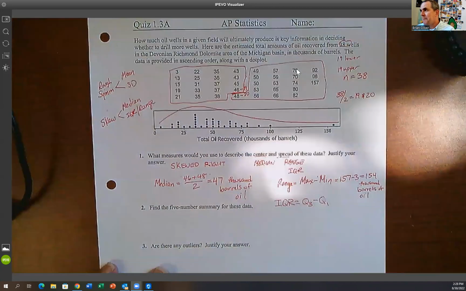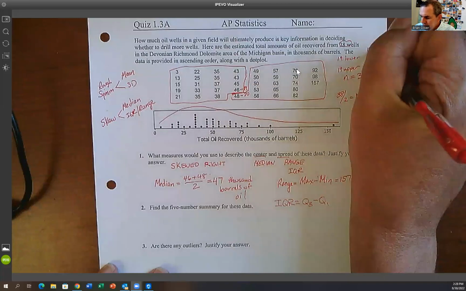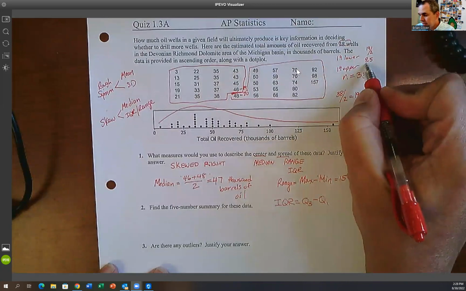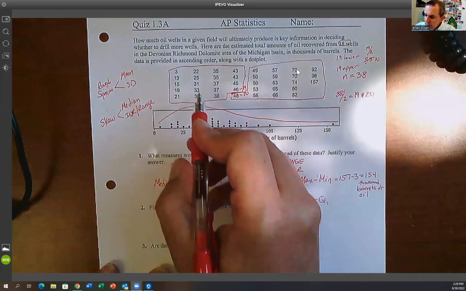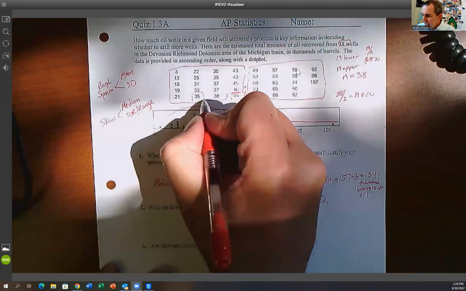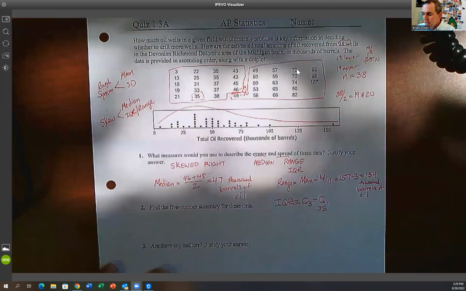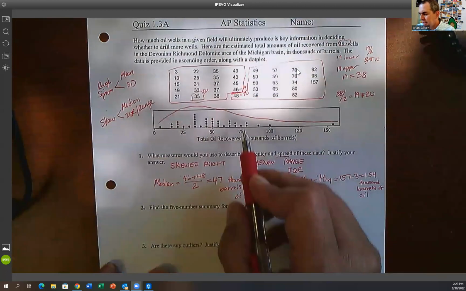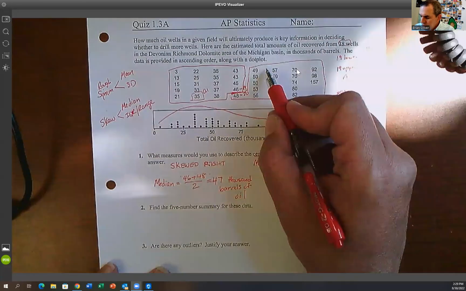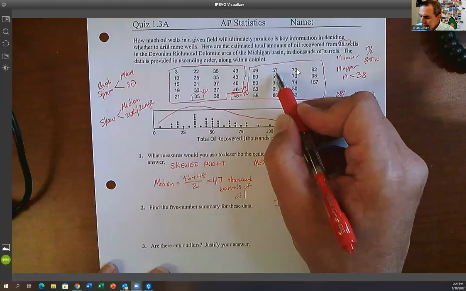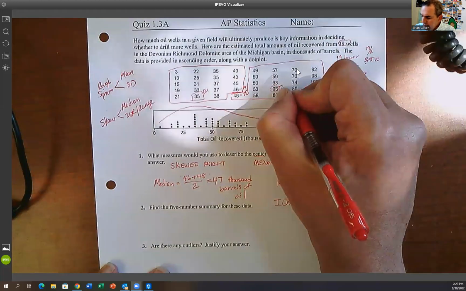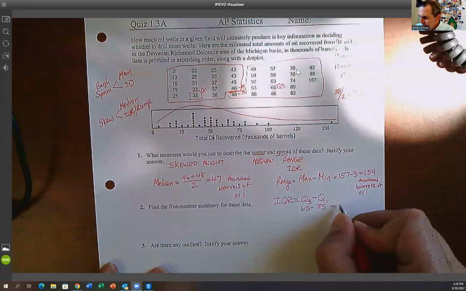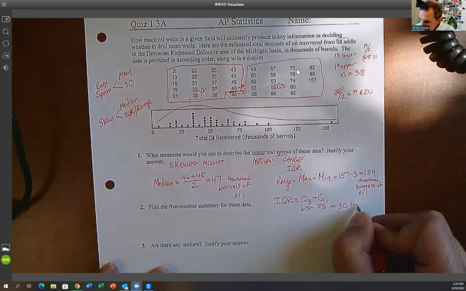So I want to find the middle of the lower. 19 divided by 2 is 9.5. Since it's not a whole number, we're going to take the 10th data point. We always round up, so that'd be the 10th. Quartile 1 is going to be 35,000 barrels of oil. And I'm going to do the same thing on the other side. 1, 2, 3, 4, 5, 6, 7, 8, 9, 10. Right there. That's our third quartile. So our third quartile is 65. That tells me that our interquartile range is 30,000 barrels of oil.